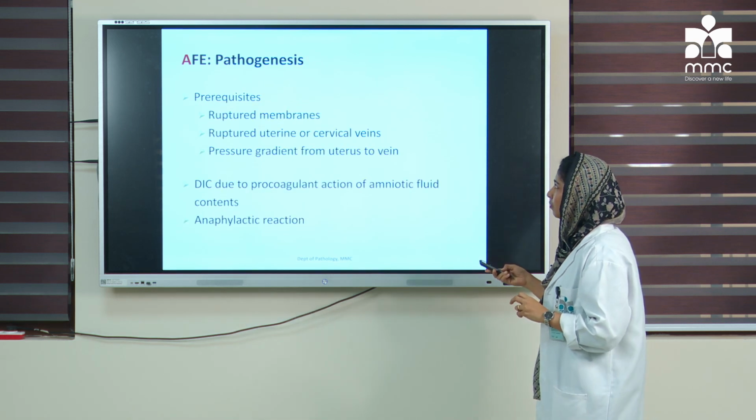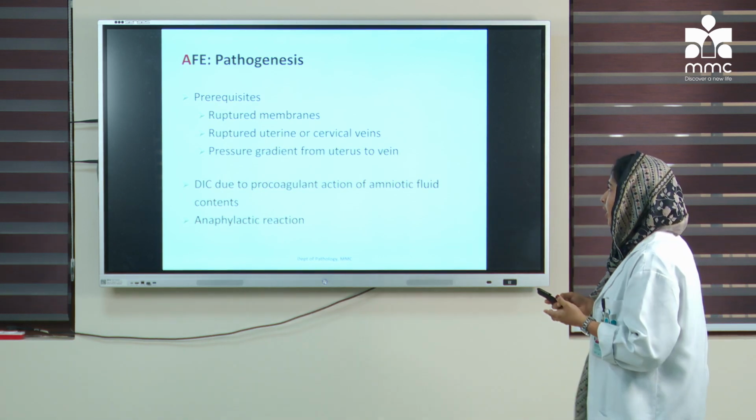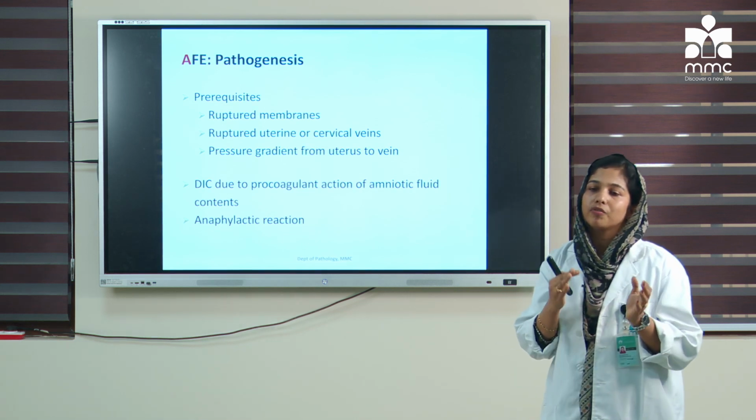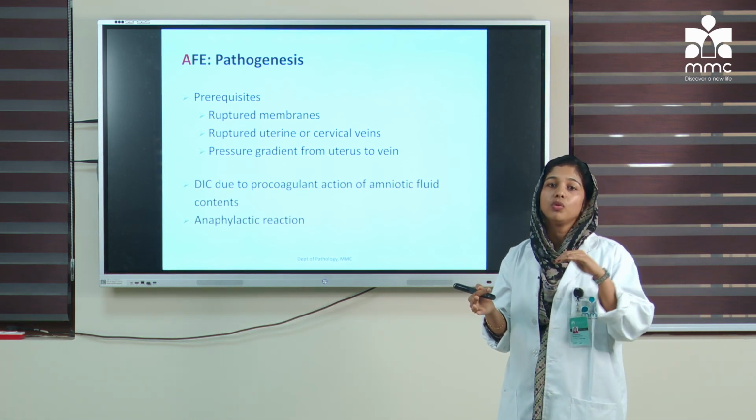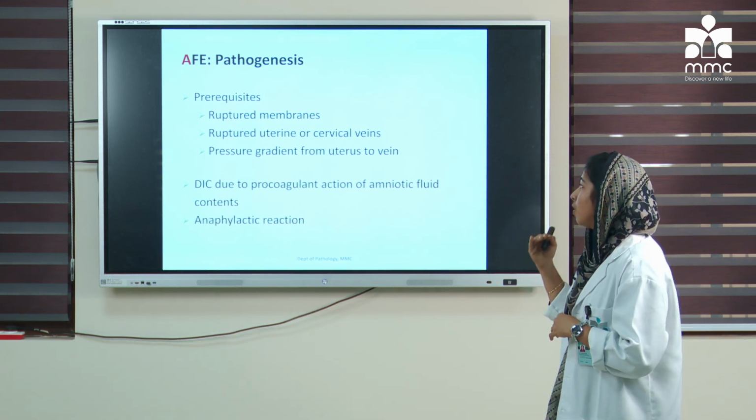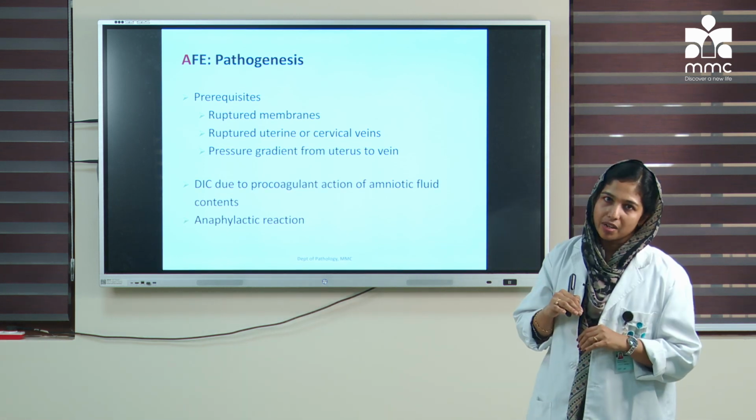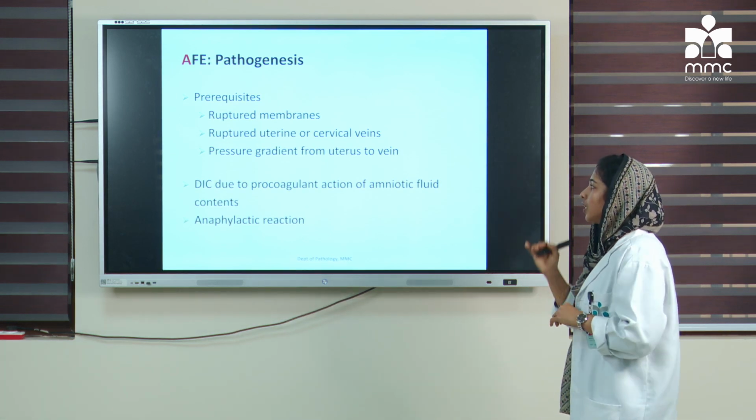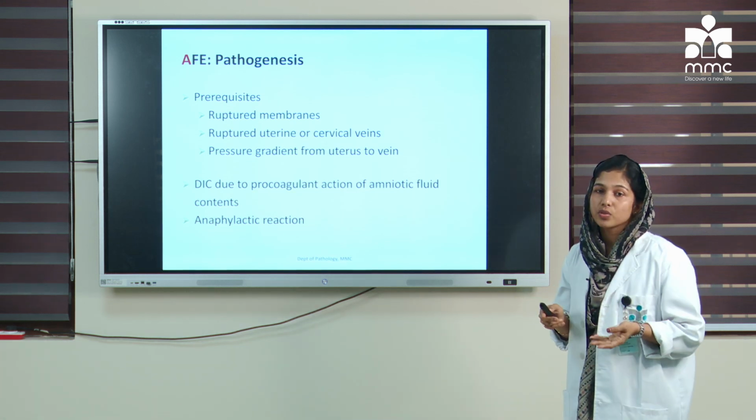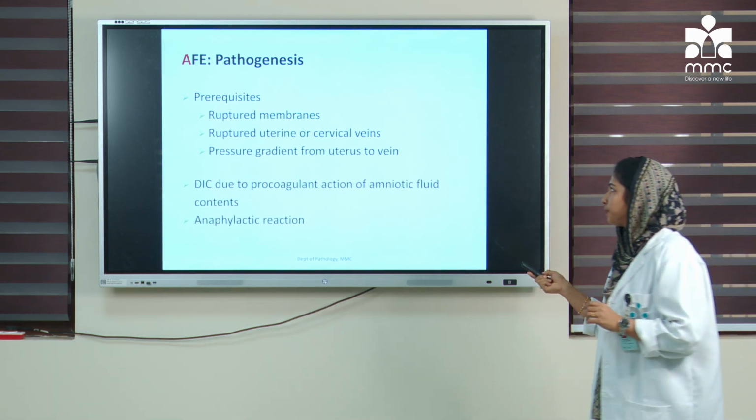What are the prerequisites? In our case the patient had a ruptured membrane. Similarly, it can be ruptured uterine or cervical veins. Somehow this amniotic fluid enters into the maternal circulation. It can be through rupture of membranes, through rupture of cervical and uterine veins, or the pressure gradient from uterus to veins. DIC, that is disseminated intravascular coagulation, develops because the amniotic fluid has a procoagulant action. Also it can cause an anaphylactic reaction. So, that is about the amniotic fluid embolism.